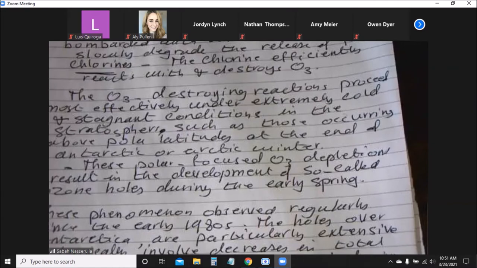I'm going to give you some statistics here about that hole of the ozone. It seems okay to mention to you here some of the progression which has happened.